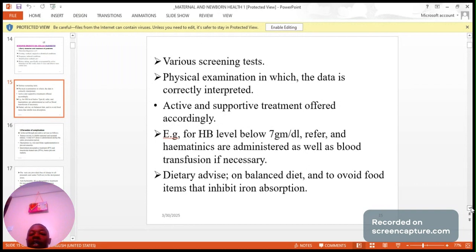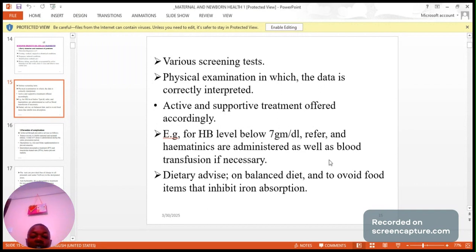For example, Hb, or what we call the hemoglobin level, below 7 grams per deciliter of blood, you will need to refer if you are in a lower level, level 3, level 2, level 1, or level 4. If you don't have any transfusion setup, you don't need to be there with that patient. Call an ambulance immediately, then refer. Referring does not mean that you just call the in-charge. Refer means that you need to take control of that mother's life, because that life is just as important as your life.